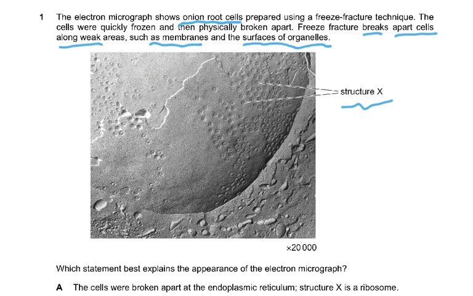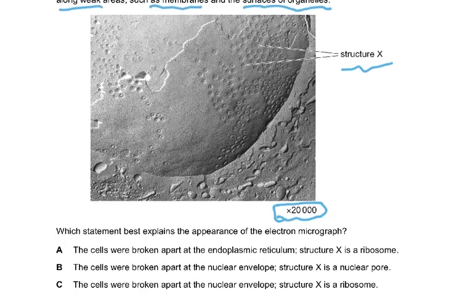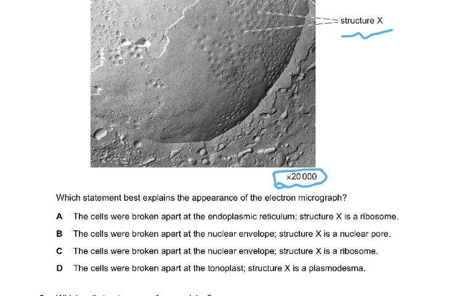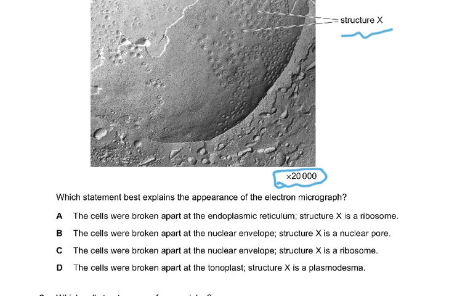Now that looks like some sort of a little depression. It doesn't look like something which is raised. Now you read the question: it is magnified 20,000 times, so you can understand there's a very high magnification. Now it says, which statement best explains the appearance of the electron micrograph?